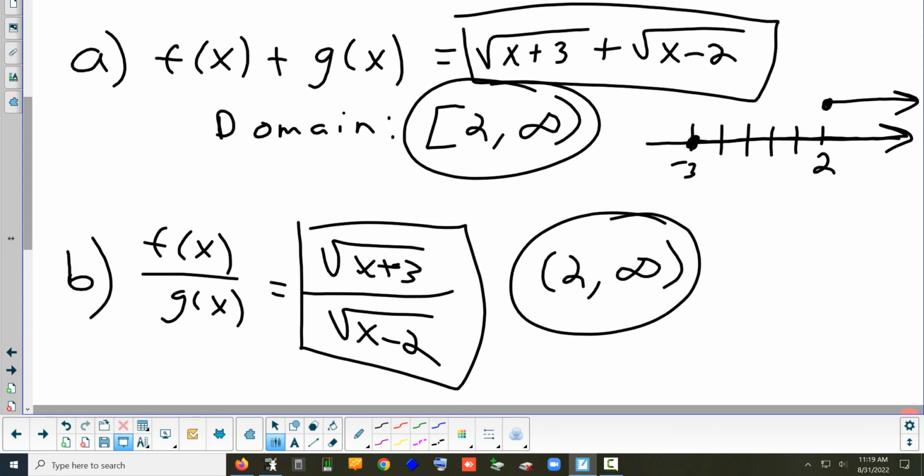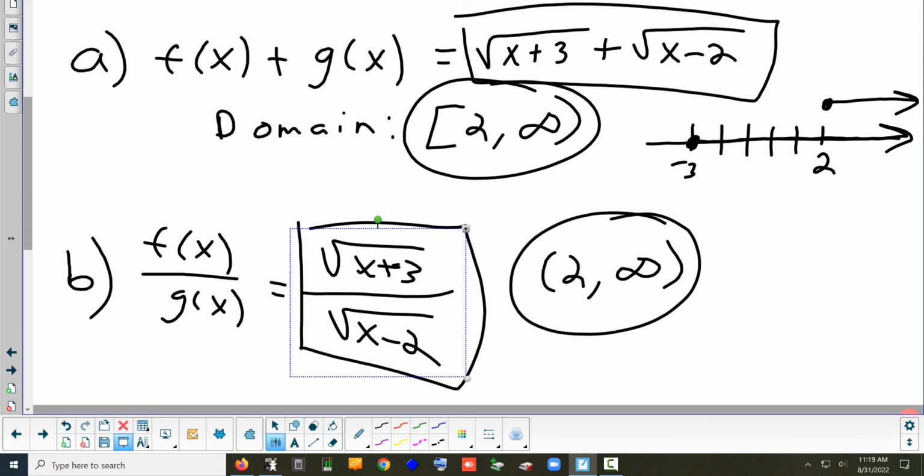What's all the values that work in the top? What's all the values that work in the bottom? So we have the overlap. But we also have to make sure we never include a value that would cause us to divide by 0. 2 would cause us to divide by 0, so we put a parenthesis on it, which means not included.